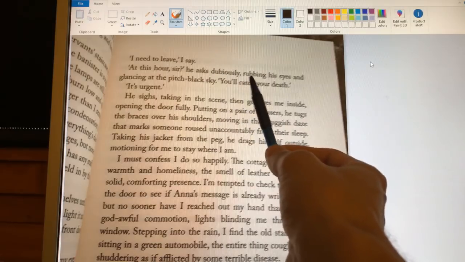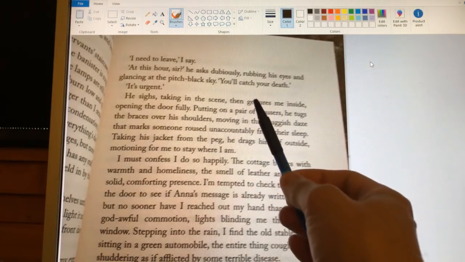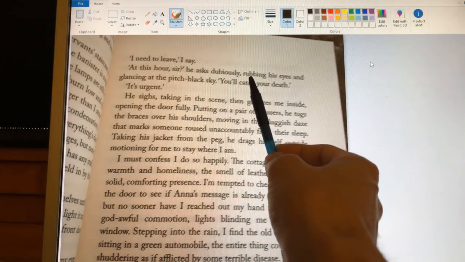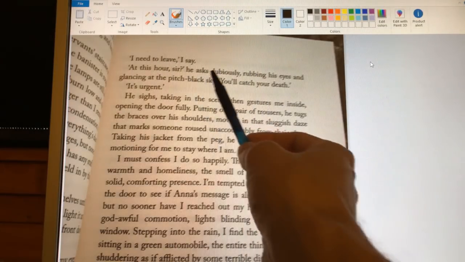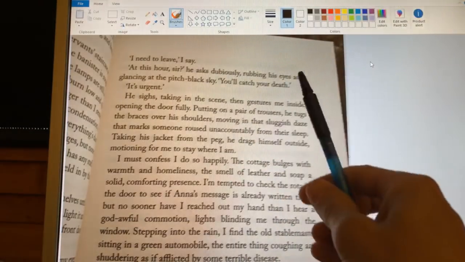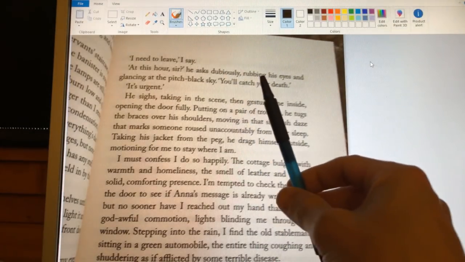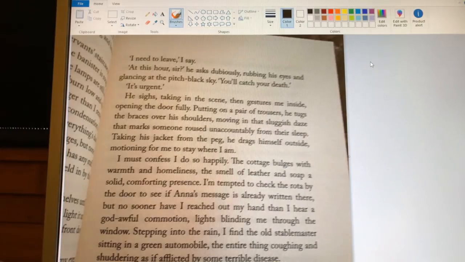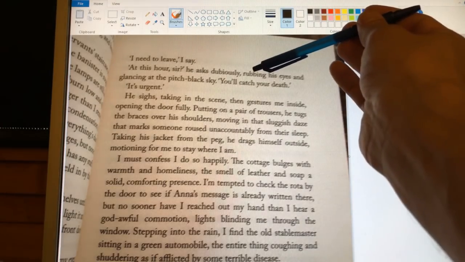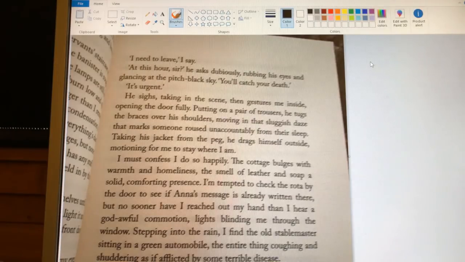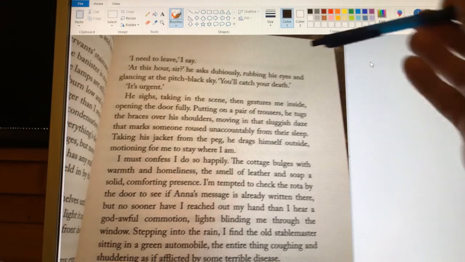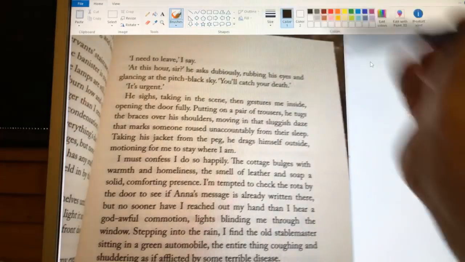What was he doing? He was rubbing his eyes and glancing at the pitch black sky. So this is a participle because it's an adjective, a verbal adjective, and it's describing the he. We could swap these two clauses round and say rubbing his eyes and glancing at the pitch black sky, comma, he asks dubiously, at this hour, sir. It would be perfectly reasonable to write the sentence like that. So for that reason, rubbing is a participle and certainly not a gerund. It's not a noun. It is a participle, an adjective describing he.